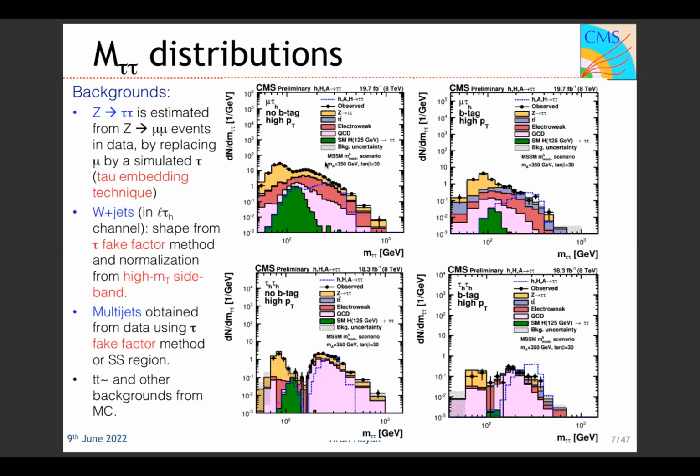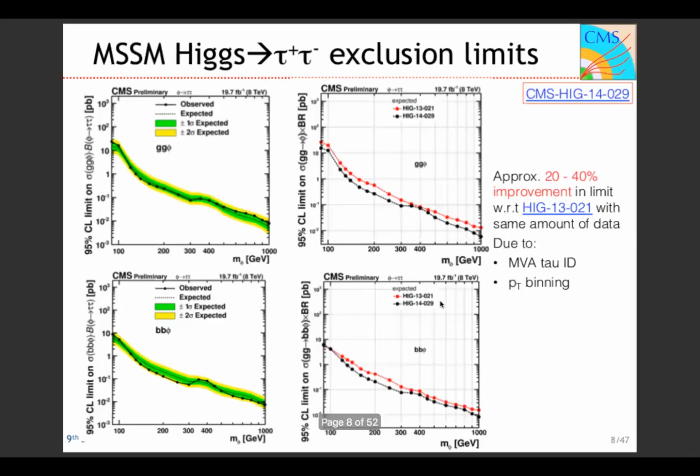So here you see some of the plots from different categories, say no b-tag, high PT, as I said, and low PT, and so on. The top two are the mu tau categories, and the bottom two are the tau tau ones. Okay, so these are the exclusion limits, as you can see.